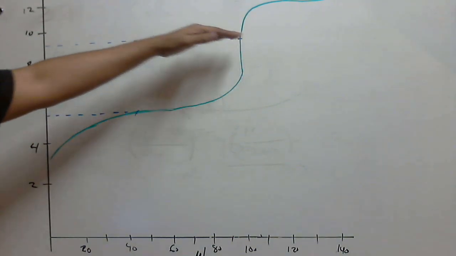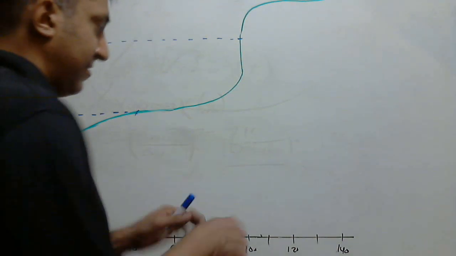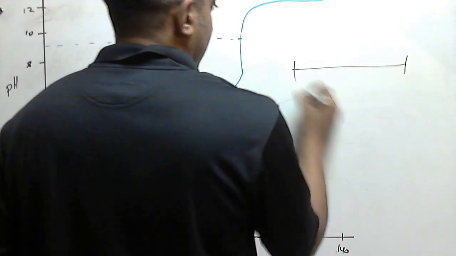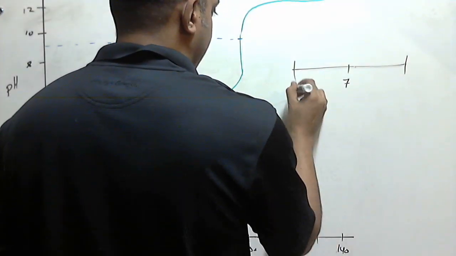So I'm going to draw a line over to the pH, and I'm going to say that the pH at the equivalence point is above 7. It's above the midpoint. If the equivalence point of this titration is above 7, that means I'm going to be thinking I have a stronger base than a strong acid. And I'll show you why right here.